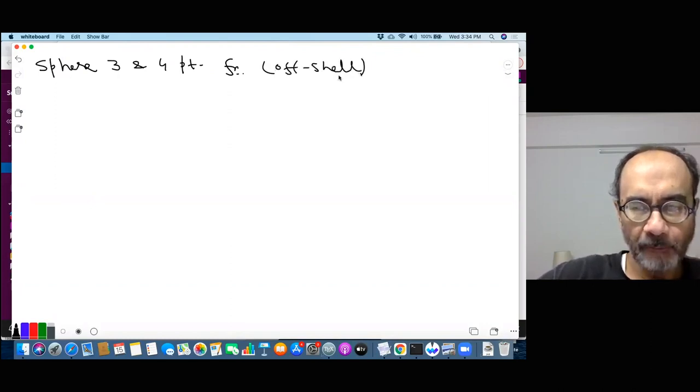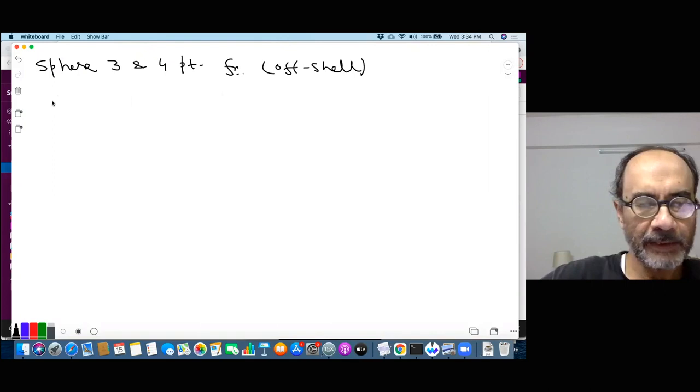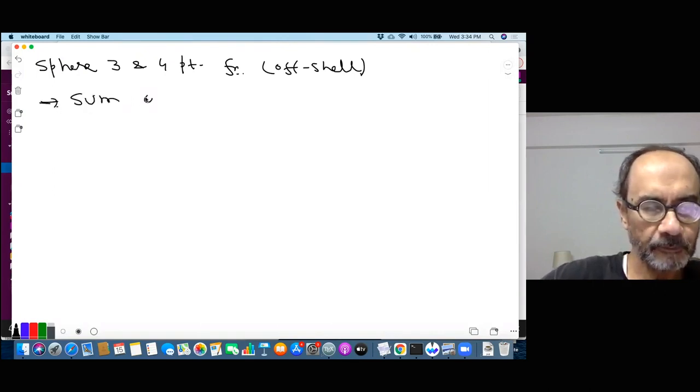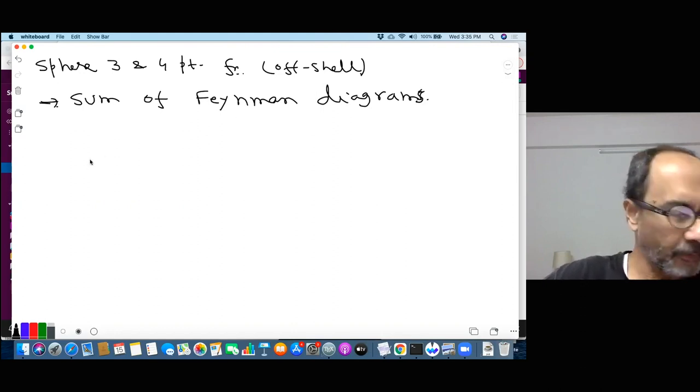And the important part of this was that we gave a way to choose the sections, such that we can express this as a sum of Feynman diagrams. Today we are going to continue this, and I'll describe how all the higher point functions can also be thought of as a sum over Feynman diagrams.